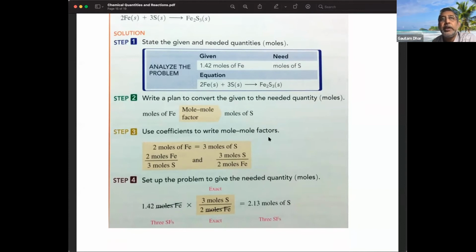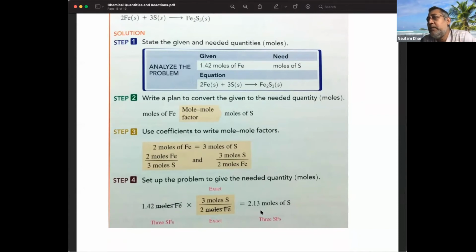So in step 3, we are writing this conversion factor. Which one should I use? The one that will cancel the moles of iron. That means I'm going to use the second one, so that the moles of iron cancel out and sulfur remains, and the correct answer is 2.13 moles of sulfur.